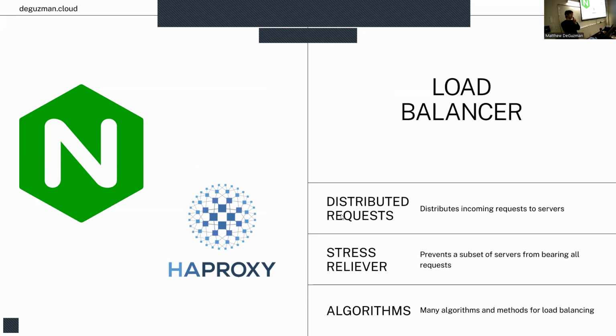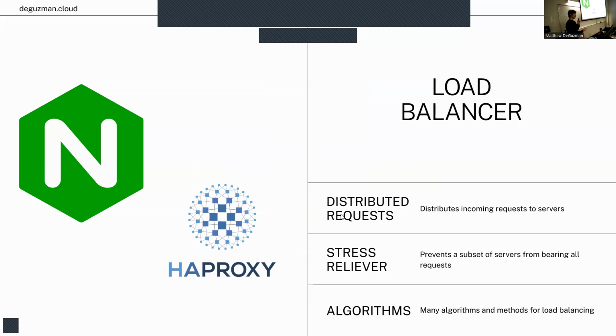So what is the load balancer? It essentially takes a bunch of requests and distributes them to a set of servers that you give it, and this can act as a stress reliever. So maybe you have about 5 servers, but only 2 of them are capturing all of the requests. And that's bad because you have 5 servers, but only 2 of them are doing most of the work. And so you want that to be spread out sort of evenly.